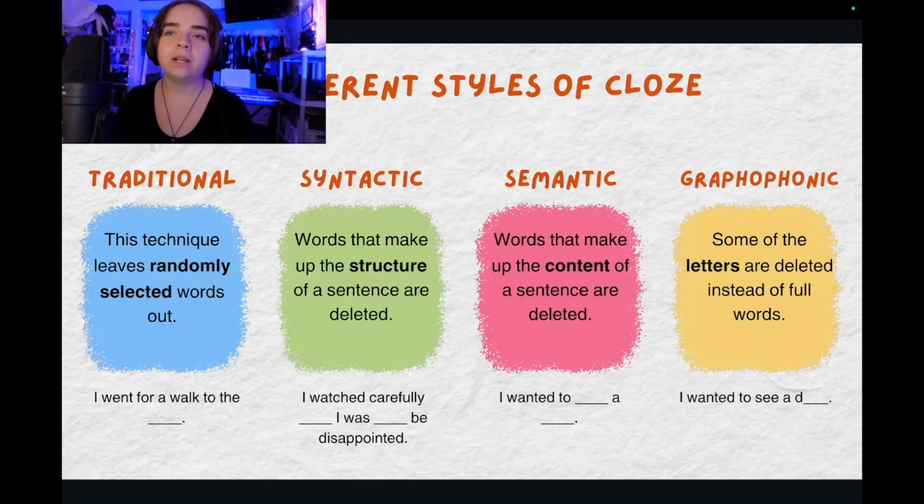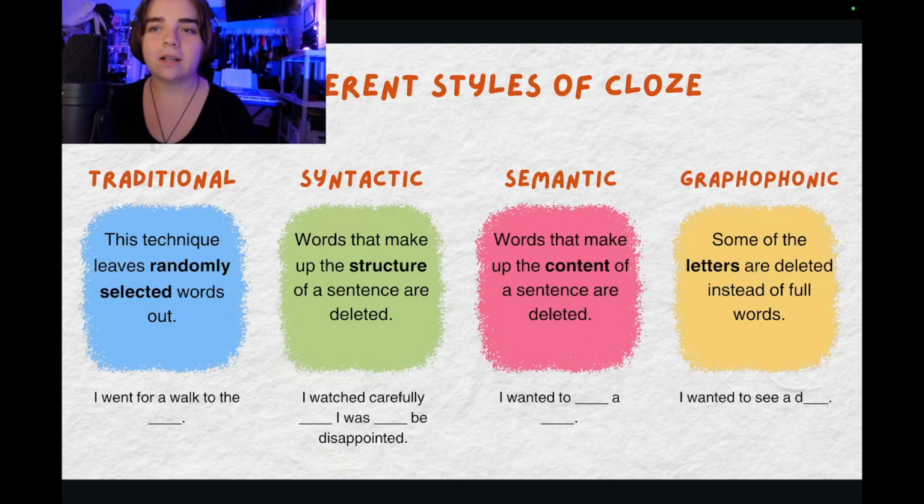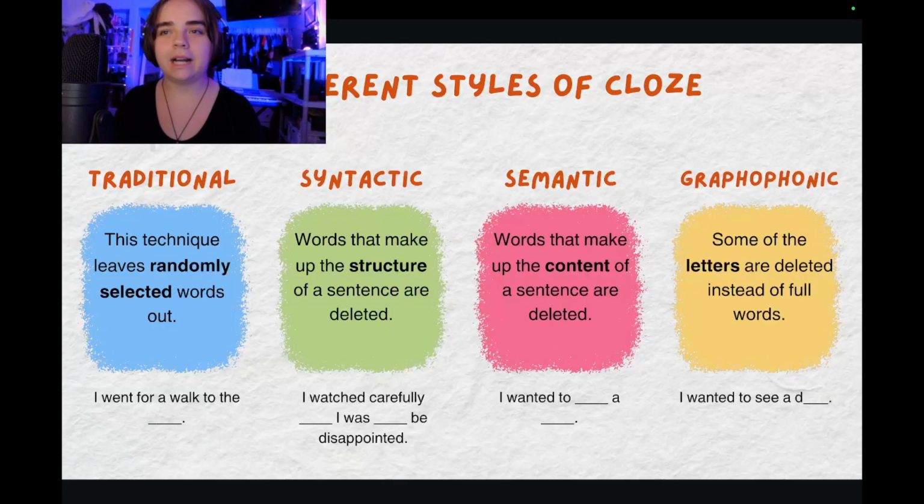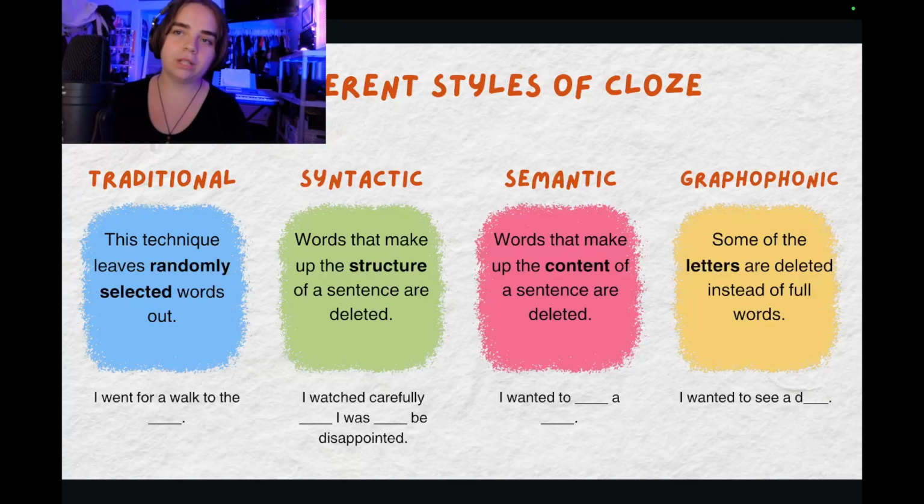The next one is semantic. The words that make up the content of the sentence are deleted. So "I wanted to blank a blank." So I wanted to pet a dog or something like that. Anything that creates the content of the sentence, the information that's being given.